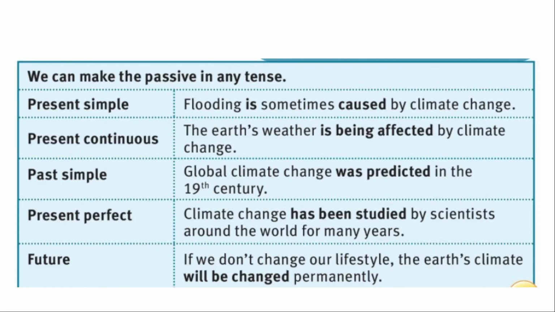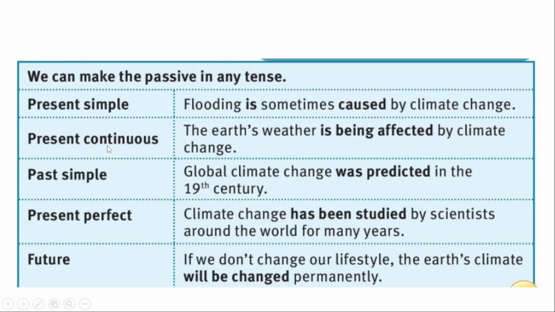But now we're going to see it in other tenses. We can make the passive in any tense. Last week we saw present simple. Example, flooding is sometimes caused by climate change. Today we're going to see present continuous, past simple, present perfect, and future. How to make passive voices with these tenses.